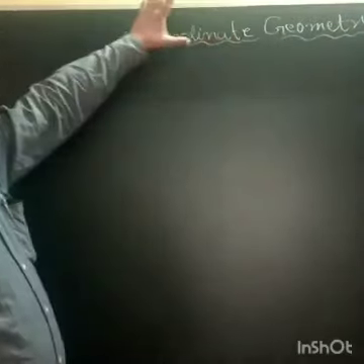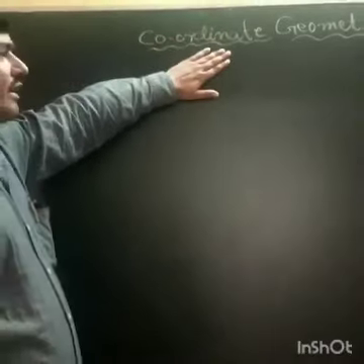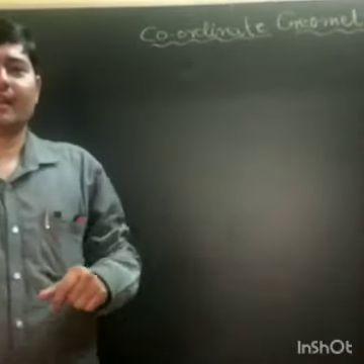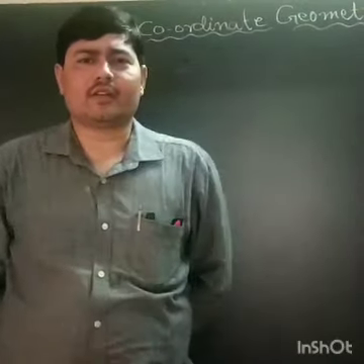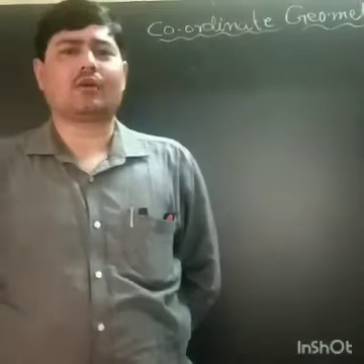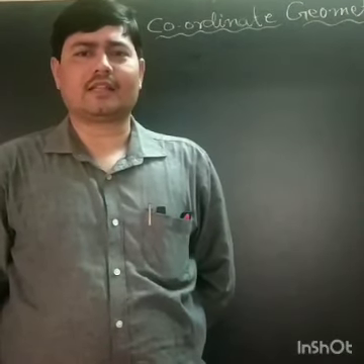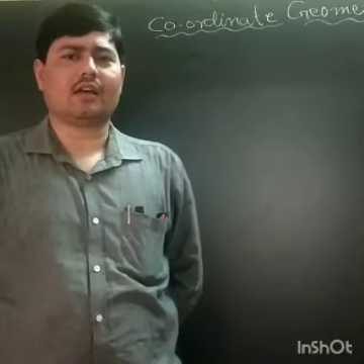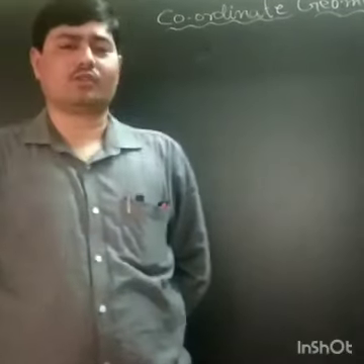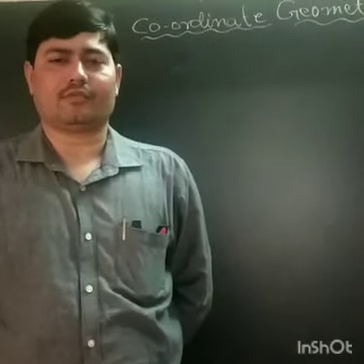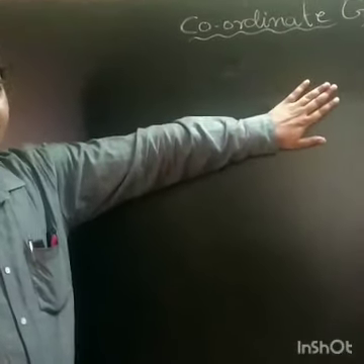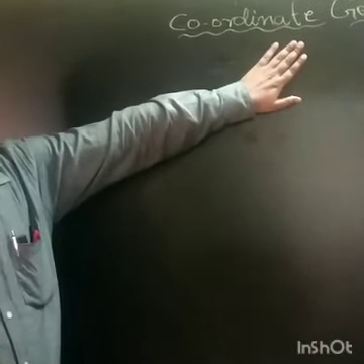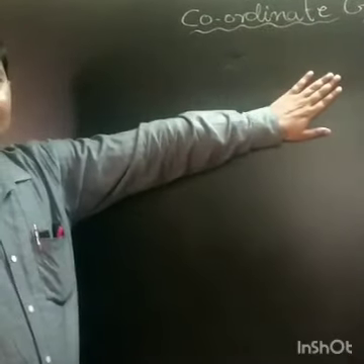Today we are going to study a topic called coordinate geometry. First of all, let us define what coordinate geometry is. Coordinate geometry is the study of algebraic equations and plotting them on the graph. Is it clear? Since the plotting is done on a plane called the Cartesian plane, this branch of mathematics is also known as Cartesian geometry or analytic geometry.